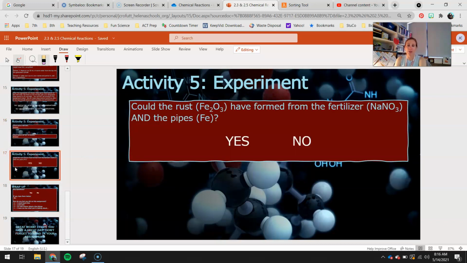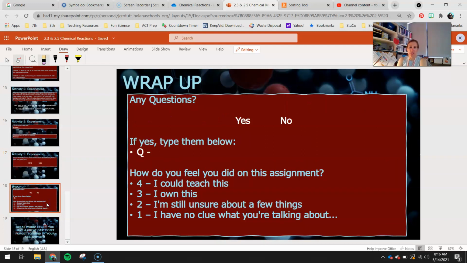Could the rust, Fe2O3, have formed from the fertilizer, NaNO3, and the pipes, Fe? Yes or no? And then to finish up today, you guys can complete your wrap up. Any questions, yes or no? If yes, type them below. And how do you feel you did on this assignment? 4, 3, 2, 1. At this point, you guys can go ahead and finish up this video.